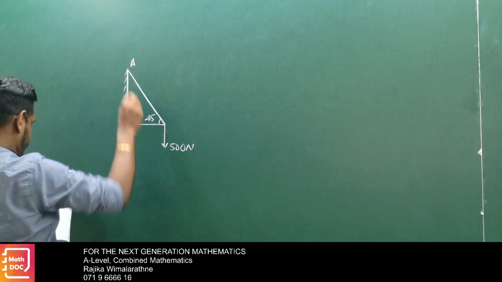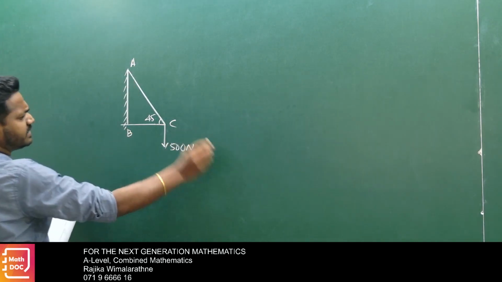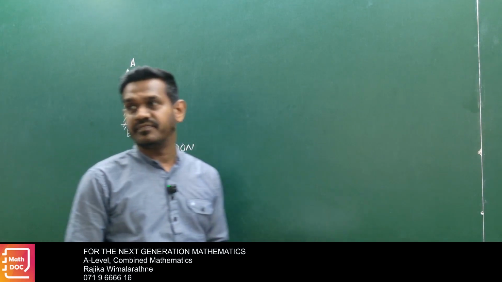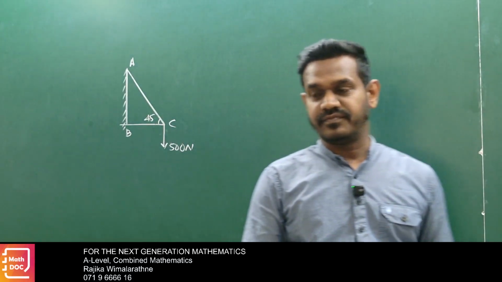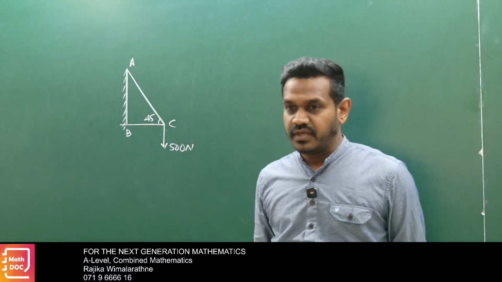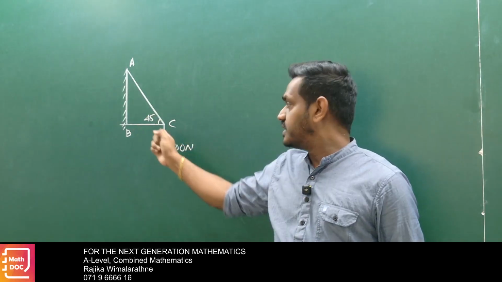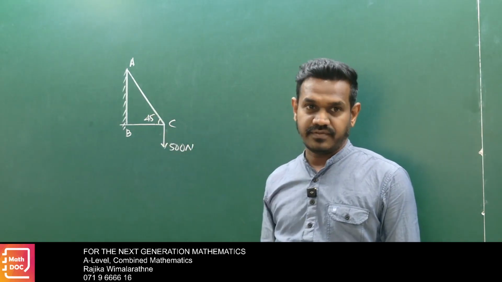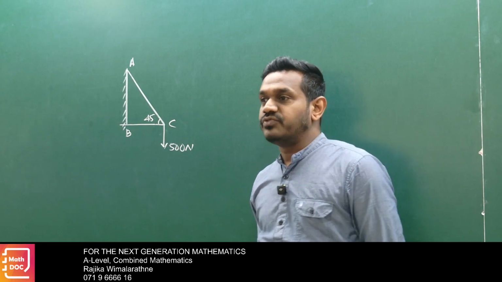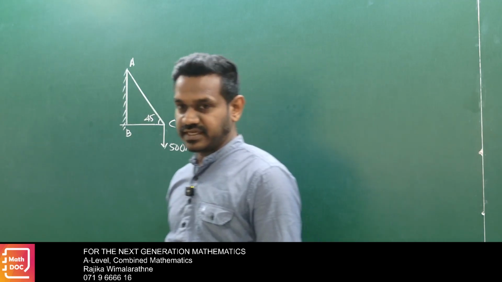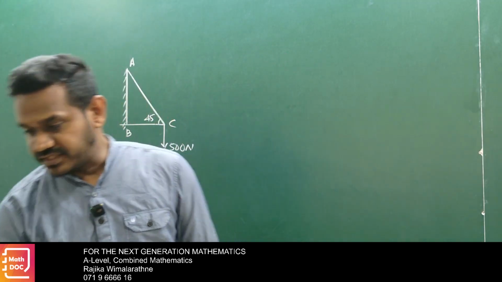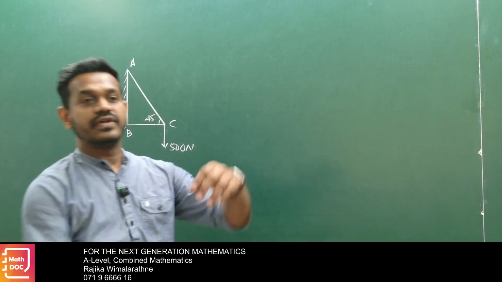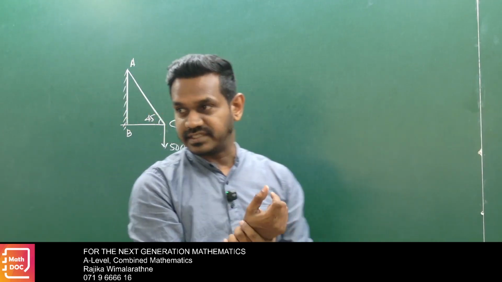Take here A, B and C. Okay, that's the system. Here these 2 light rods, here a 500 Newton weight. So let's say we need to find the stress. See the process now. I have given important steps, no?